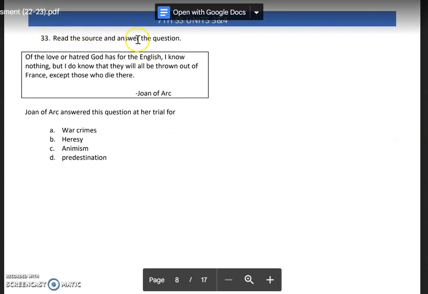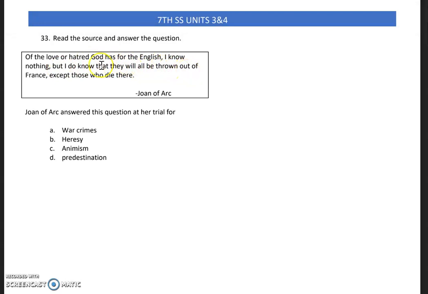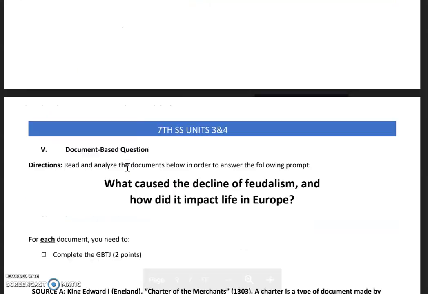Number 33. Read the source and answer the question. "Of the love or hatred God has for the English, I know nothing, but I do know that they will all be thrown out of France, except those who die there." Joan of Arc answered this question at her trial for A. War crimes, B. Heresy, C. Animism, D. Predestination.